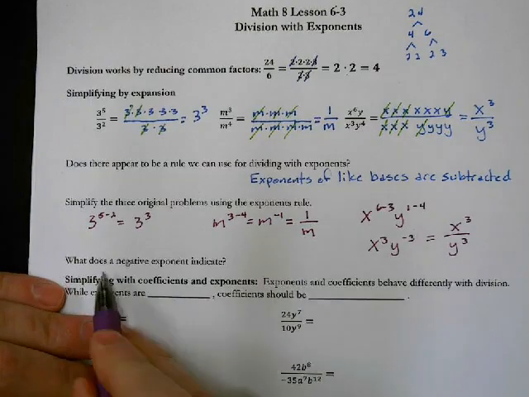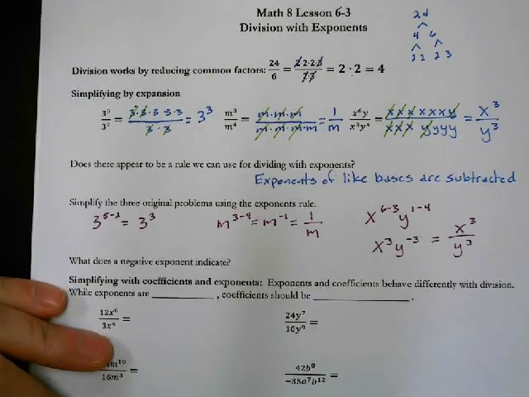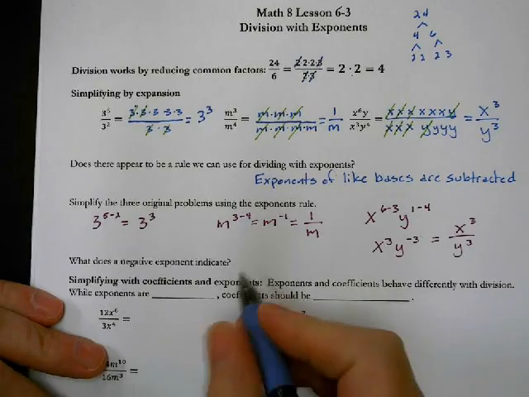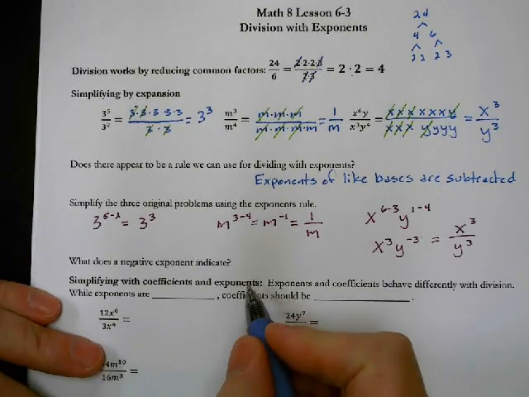So what does a negative exponent indicate? It indicates that the base and the exponent should be in the denominator.